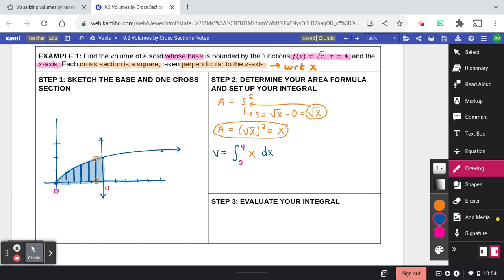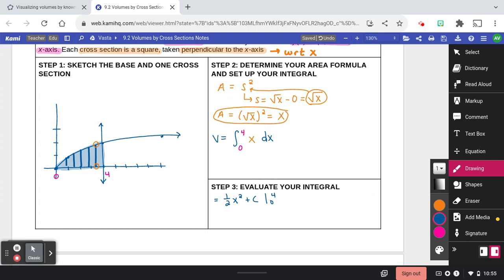Last but not least, we're going to go ahead and evaluate this integral. Now, the antiderivative of x would be 1/2 x squared plus c. We're going to evaluate that between 0 and 4. If I plug in the number 4, I get 1/2 times 16 plus c, minus if I plug in 0, I just get c. The c's cancel, and so I get 8 as my area. Or sorry, my volume. So the volume of this figure is 8.